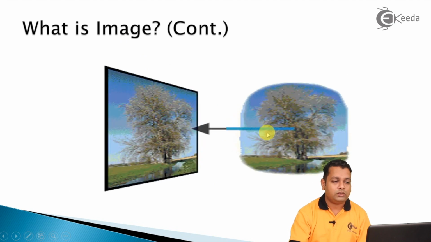With the help of this picture we can see an example. This is a tree in a three-dimensional view, or three-dimensional scene, and we can see that we have captured an image into the two-dimensional plane here. So this is the general interpretation of what exactly the image is.